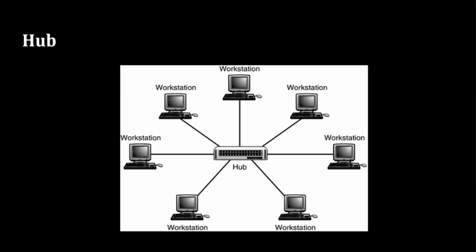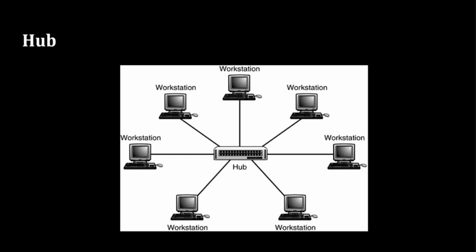A hub is a basic networking device that connects multiple computers, allowing communication and information sharing. However, it is a dumb device lacking data filtering or intelligence. In this diagram, you can see all the devices are connected to the hub. So if data is received on one port, it's rebroadcast to every connected device.